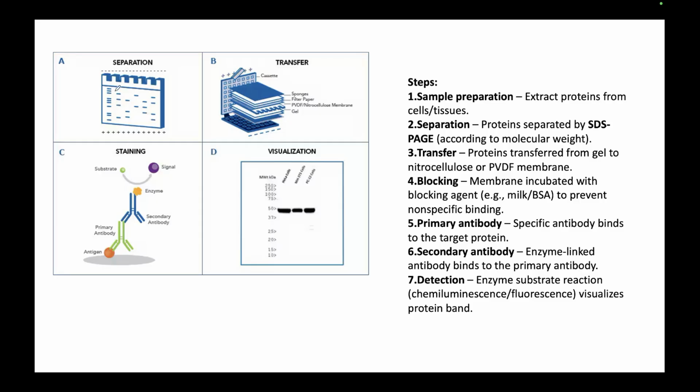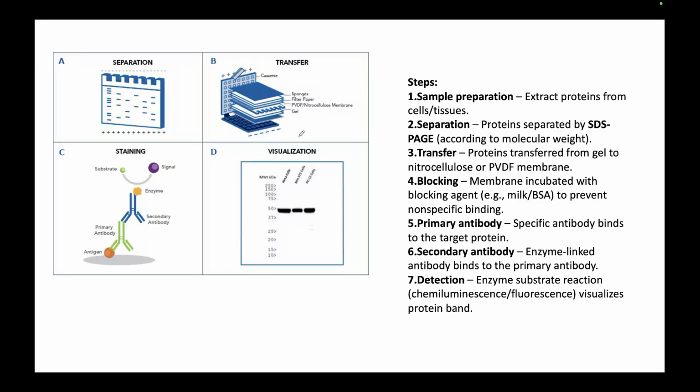For the detection of the size we load a marker, a marker specific for each size. Suppose in your marker you know that this band is a protein of 25 kilodalton, and above that you have 35 kilodalton. If you want to detect a bacterial protein or a parasite protein at 25 kilodalton, whatever signal you get, you will see whether it is coming near 25 kilodalton or not. That is why we also run a marker with our samples. So the first step is the separation. For the western blot, we run the samples on an SDS-PAGE.